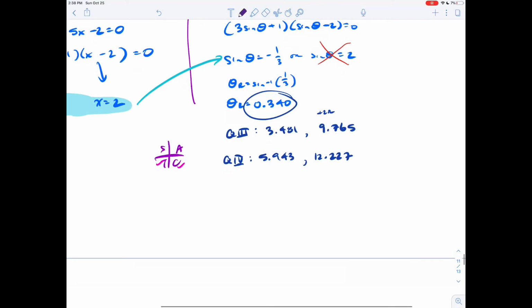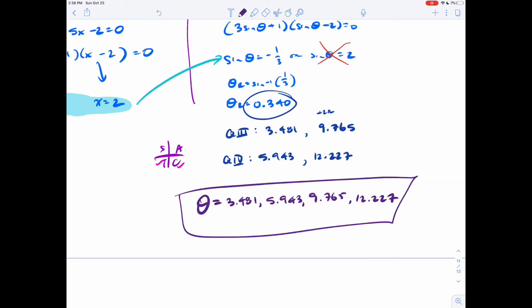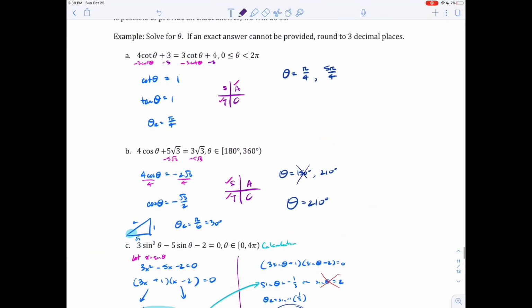So all of our possible values of theta are 3.481, 5.943, 9.765, and 12.227. That's that one done. Woo! It's a doozy. So these ones all had restricted domains. This one went 0 to 2 pi, 180 to 360, 0 to 4 pi, super duper.